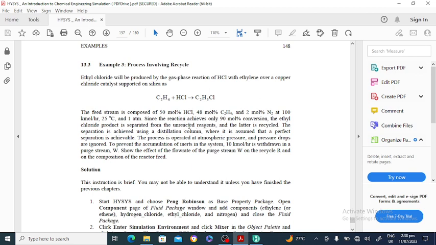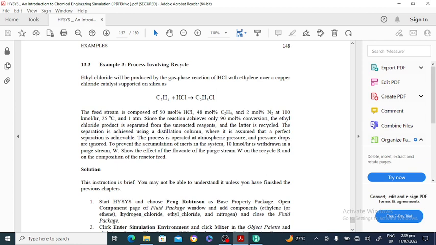After the reaction some unreacted components will also be present in the reactor. These unreacted components consist of ethylene, hydrochloric acid and nitrogen, and they are recycled. We will recycle these unreacted components again to the reactor. The separation is achieved using a distillation column.